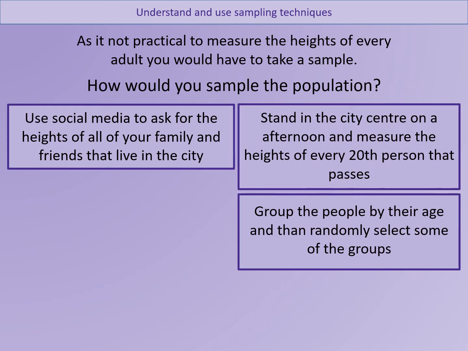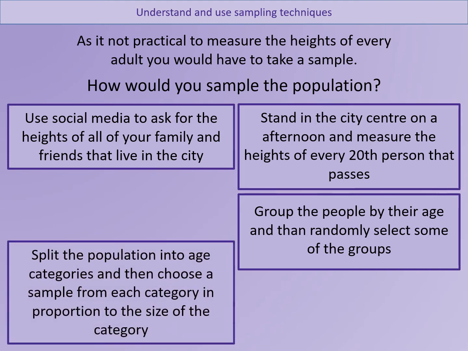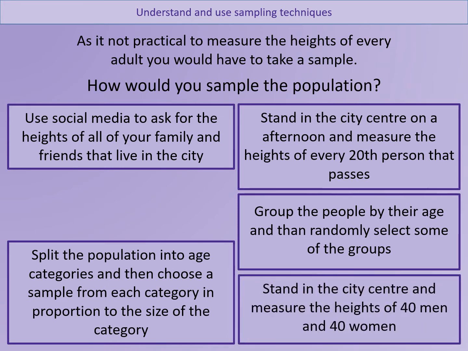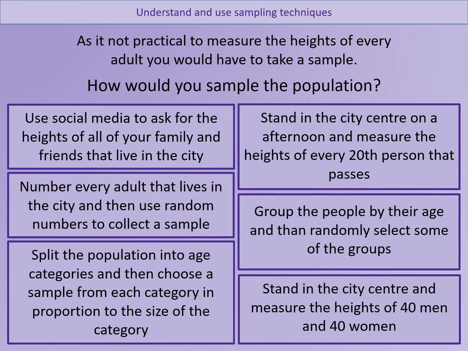We could stand in the city centre on an afternoon and measure the heights of every 20th person that passes by. We could split the population into age categories and then choose a sample from each category in proportion to the size of the category. We could stand in the city centre and just measure the heights of 40 random men and 40 random women. Or we could number every adult that lives in the city and then use random numbers to collect a sample from that population. So all 6 of these methods are used.